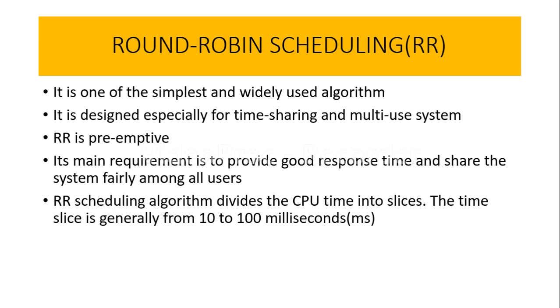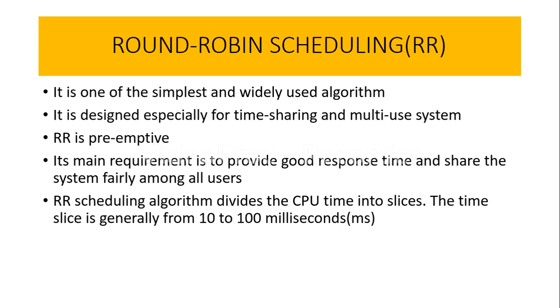Whenever we talk about the CPU time slice, that means whatever the CPU time is, we divide it into slices, and these slices generally range from 10 milliseconds to 100 milliseconds.